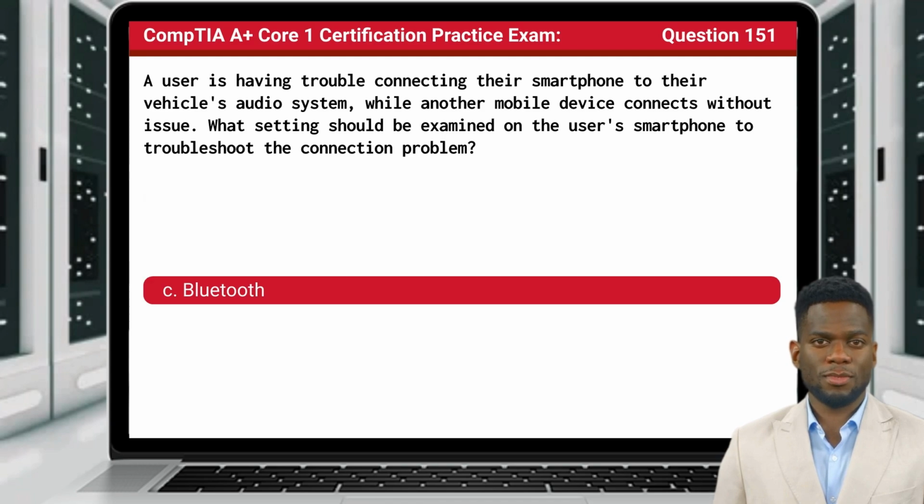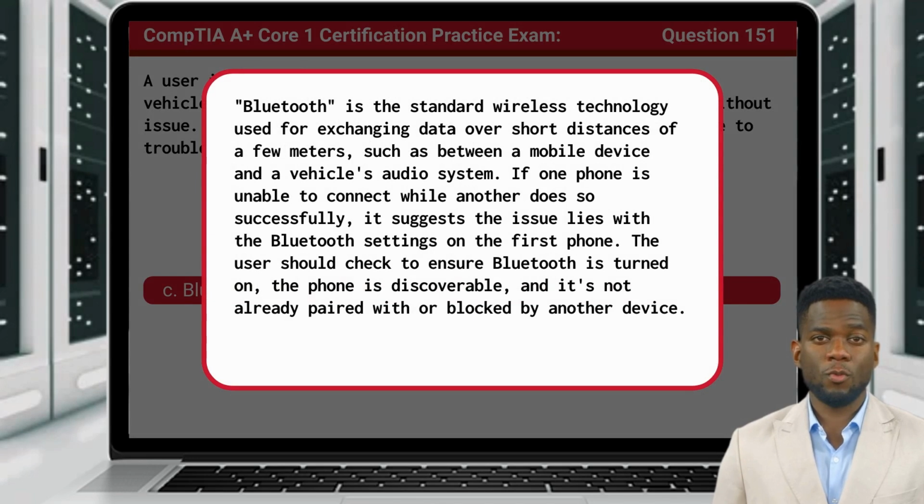The answer is C. Bluetooth. Bluetooth is the standard wireless technology used for exchanging data over short distances of a few meters, such as between a mobile device and a vehicle's audio system. If one phone is unable to connect while another does so successfully, it suggests the issue lies with the Bluetooth settings on the first phone. The user should check to ensure Bluetooth is turned on, the phone is discoverable, and it's not already paired with or blocked by another device.